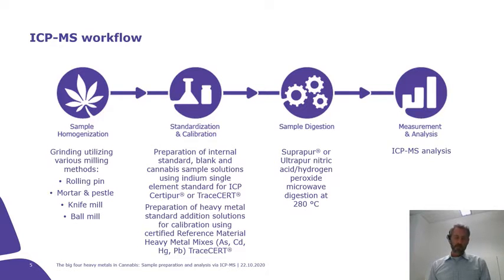After this preparation of the sample and the standards, we start the sample digestion. In that situation, we use super pure or ultra pure nitric acid and hydrogen peroxide. Those are combined with the sample from the previous step, and then digestion takes place at approximately 300 degrees C using a microwave and under elevated pressure. And after that, subsequent ICP-MS analysis takes place.